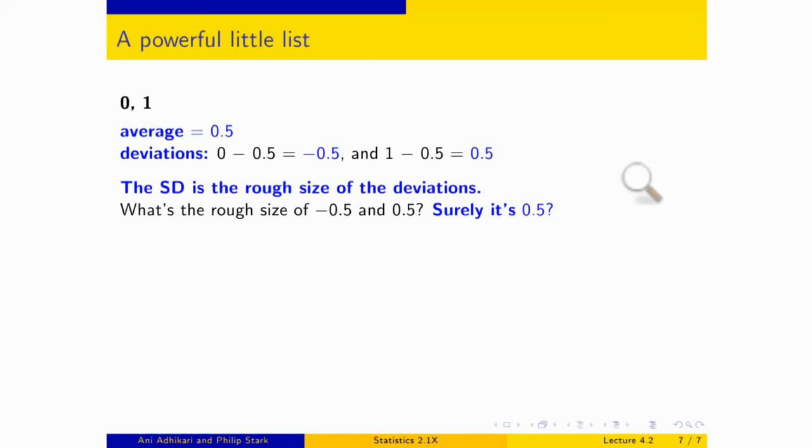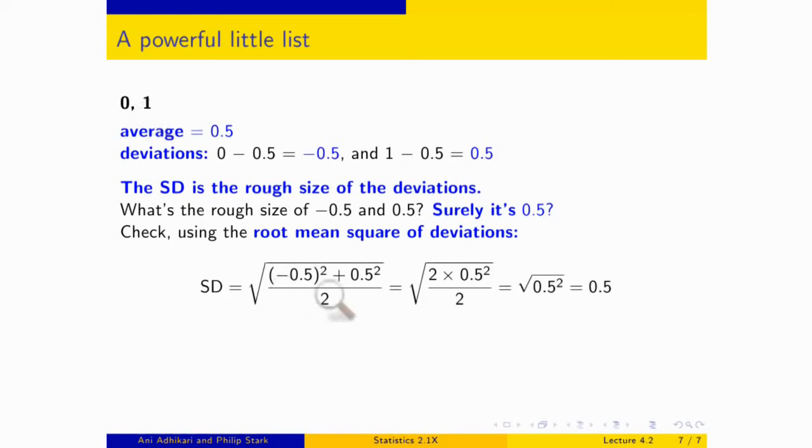If our formula is any good at all, when you apply it to this little list, you should get SD equals 0.5, and we are going to check that. So we'll use our formula that says root mean square of the deviations. Here we go. So the deviations are minus 0.5 and plus 0.5. I've squared them, taken the mean and the square root, and the rest is arithmetic. If you square the minus 0.5, the minus sign gets squared, and so you have the same as 0.5 squared. So there's two lots of these. The 2's cancel, and you are left with the square root of 0.5 squared. The square root of any positive number squared is just the number itself.